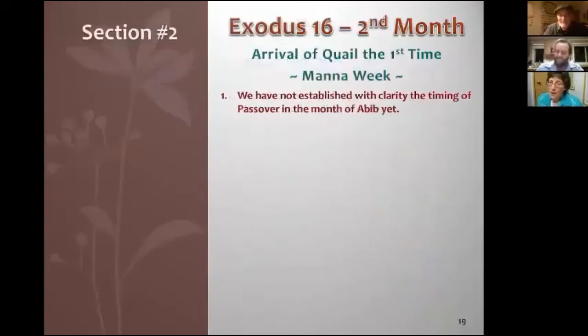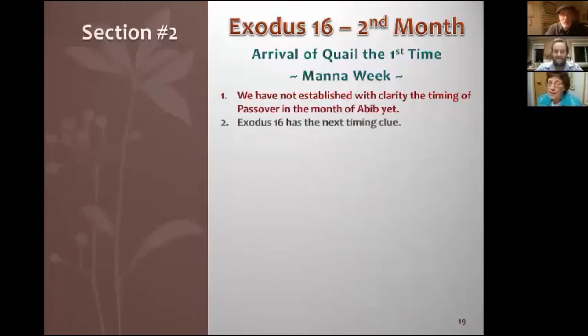So we're coming up now to Exodus 16. This is the second month, and this is the month where the quail end up arriving, and we have the first recording of the Manna week. I don't want you to forget that we still have not established with clarity the timing of Passover in the month of Abib as being on a Tuesday. We haven't done it yet. We're just suggesting that to you.